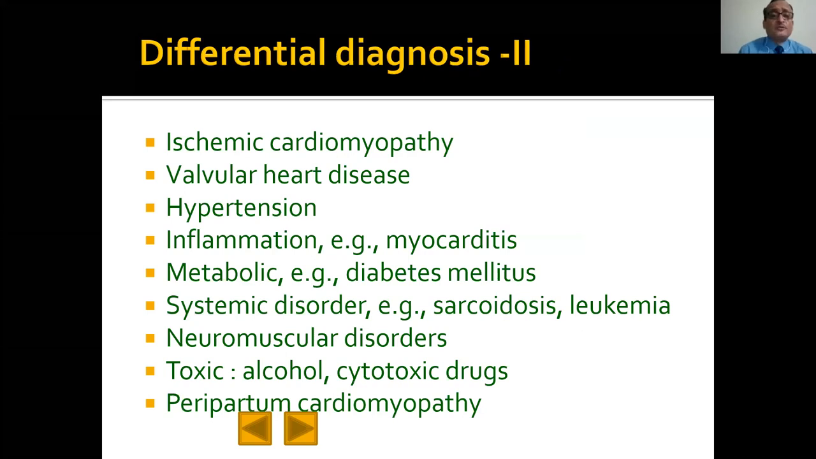The differential diagnosis includes ischemic cardiomyopathy, valvular heart disease, hypertension, inflammation, metabolic, systemic disorders, neuromuscular disorders, toxins, and peripartum cardiomyopathy.